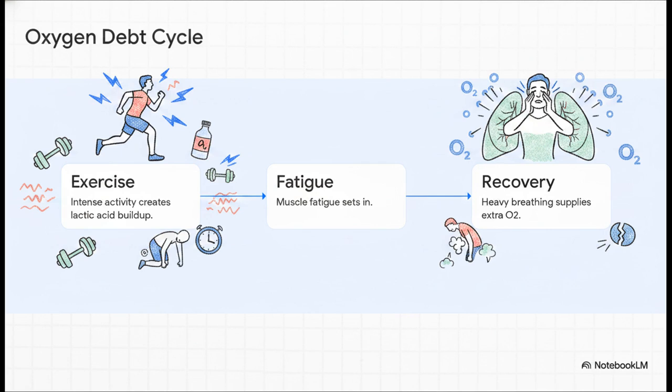Step 1. Intense exercise creates that lactic acid buildup. Now, as the flowchart moves forward, notice how step 1 dims out. We arrive at step 2. Muscle fatigue sets in. Finally, dimming step 2, the visual highlights step 3. Heavy breathing kicks in to supply the extra oxygen specifically required to actively break down that lactic acid.